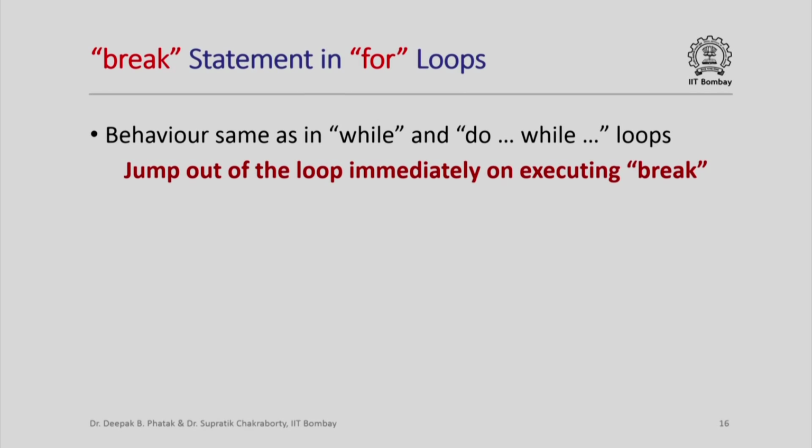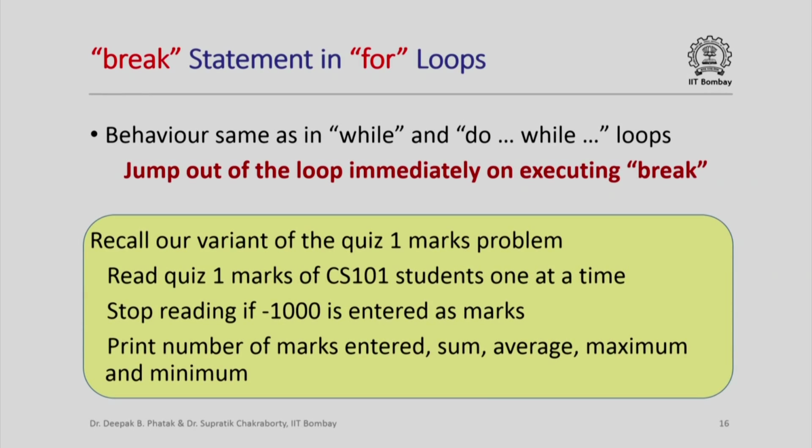Now recall our variant of the quiz 1 marks problem that we had once again seen earlier. In this variant, we said that we are not going to specify how many students there are in CS101 to begin with, but we will continue reading marks of CS101 students one at a time, and if at any point of time we see minus 1000 as the marks, then we know that we must stop reading now and we can then print out the number of marks entered, the sum, average, maximum and minimum.